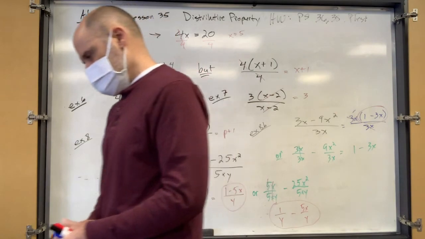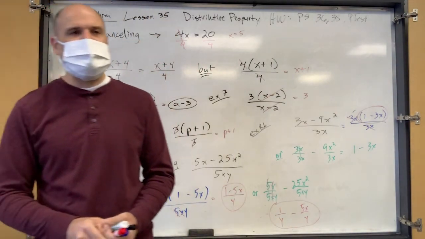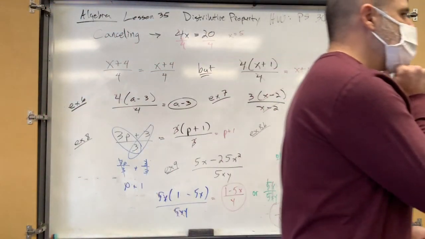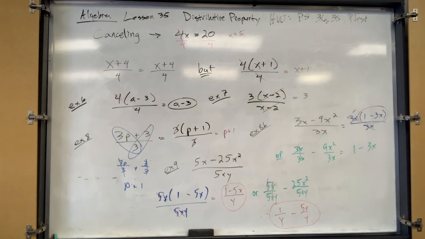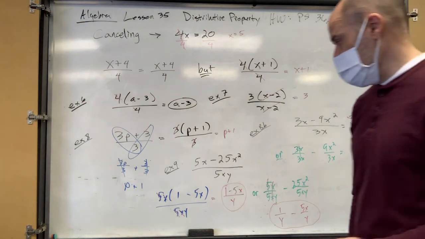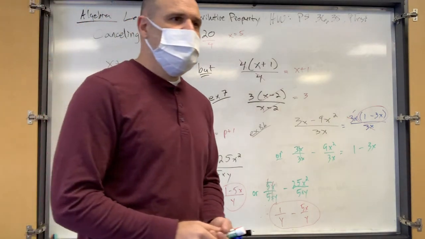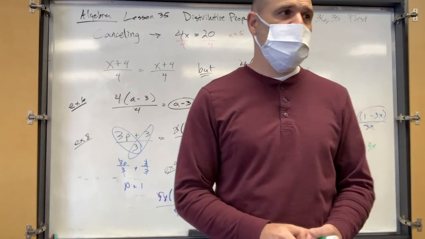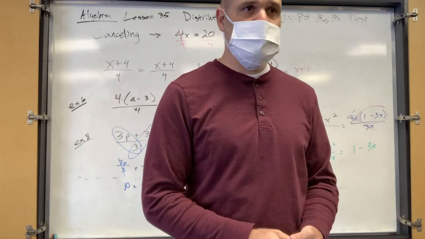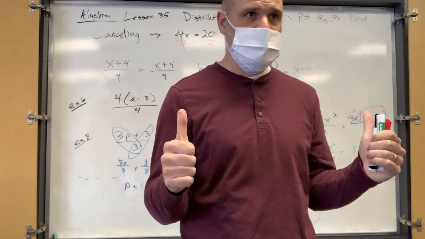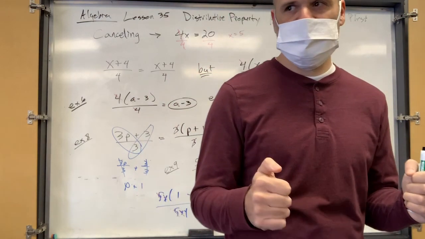All right, so that's lesson 35. That was kind of a lot. Factoring, the reverse distributive property, and then canceling, that's kind of a lot. But luckily, you get to do some homework to practice this. You guys okay with this? You think you can handle it?